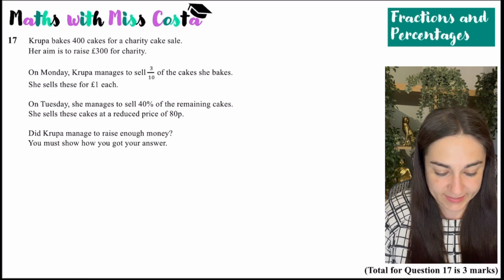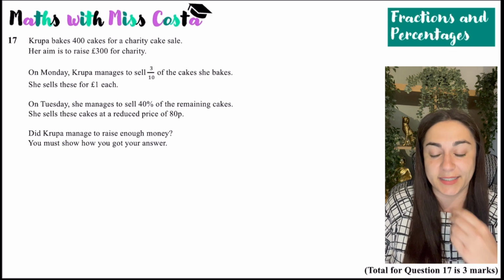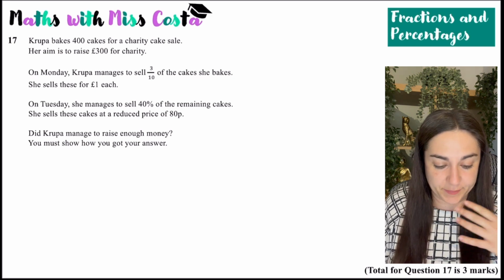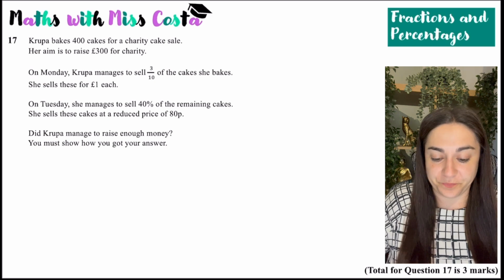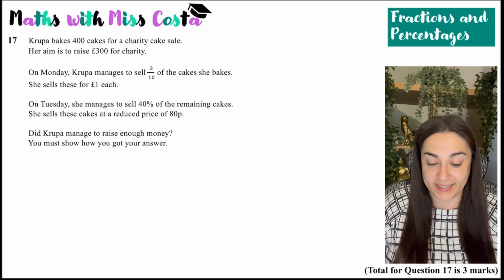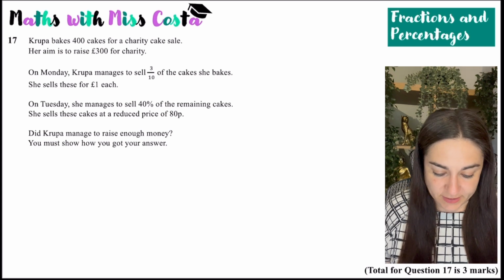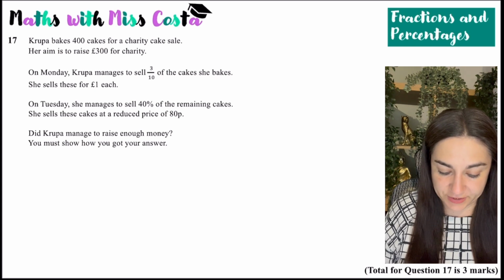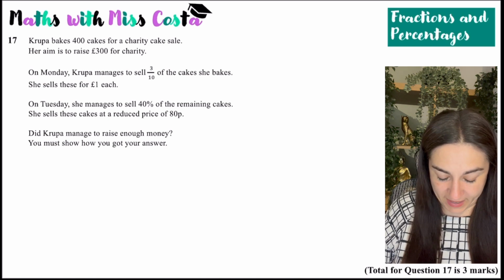Okay, next we've got a cost question involving fractions and percentages. So I'm told that Krupa bakes 400 cakes for a charity cake sale. Her aim is to raise £300 for charity. And on Monday, Krupa manages to sell 3/10 of the cakes she bakes. So she sells these for £1 each.